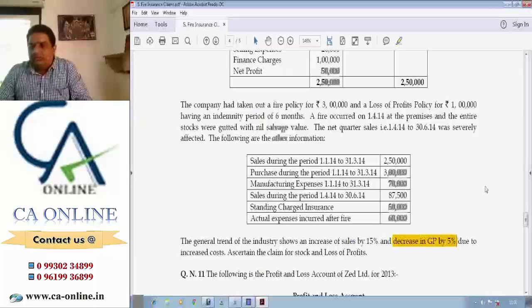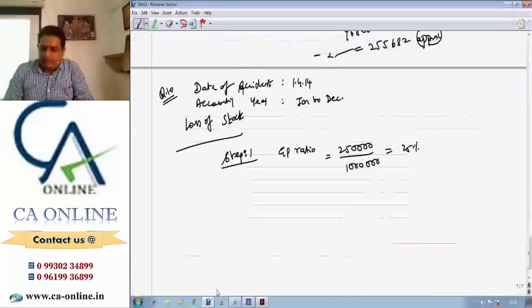There is a decrease in GP by 5%. We have arrived at 25 less 5, so the adjusted GP ratio is 20%. Easily we can arrive at it.